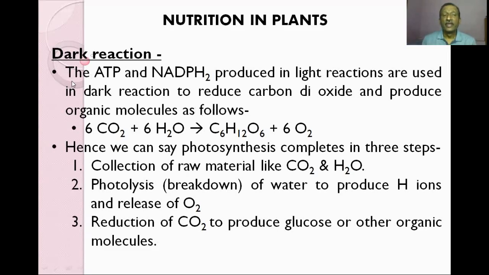Okay, now the ATP and NADPH2 produced in the light reaction are used in the dark reaction to reduce carbon dioxide. Okay, and the carbon dioxide will be reduced into a glucose molecule. So 6 molecules of carbon dioxide and 6 molecules of water will be reduced to glucose and oxygen. So here we have not written any light. We are using, in place of water, NADPH2 and ATP. So ATP and NADPH2 are the two molecules which are produced in the presence of light.